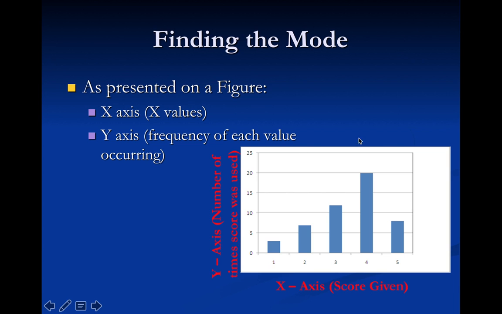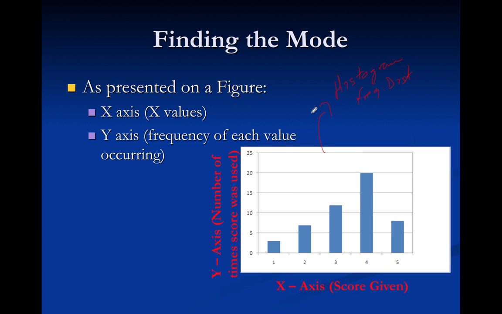Now, you can also find the mode in certain figures that look like this. This is actually what's called a histogram, and we're going to talk about histograms a little bit later on this semester when we talk about frequency distributions. So this is a histogram, or what we also call a frequency distribution.